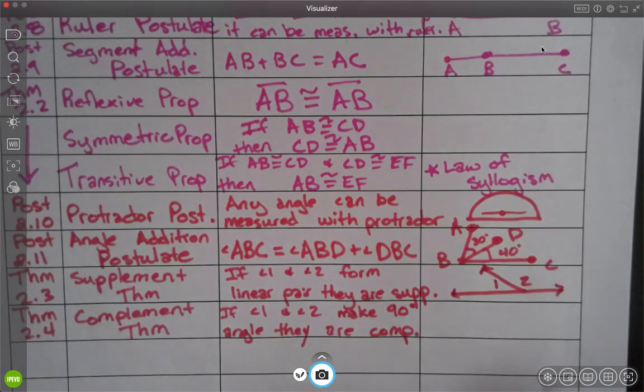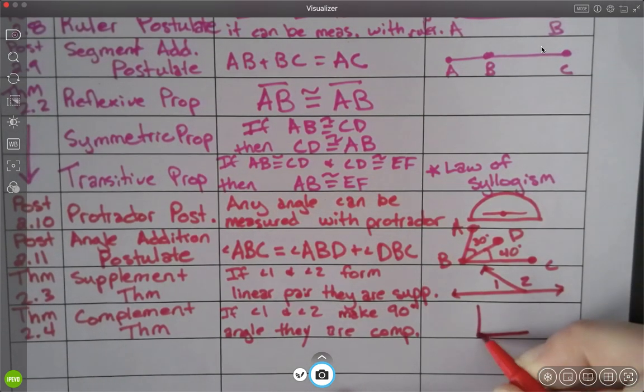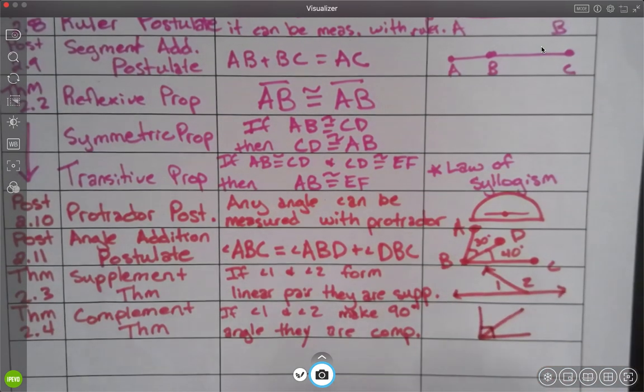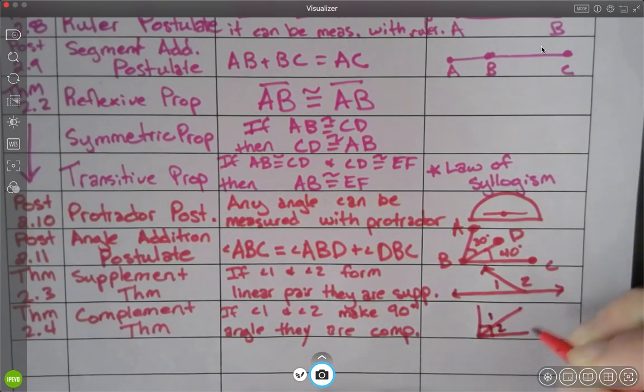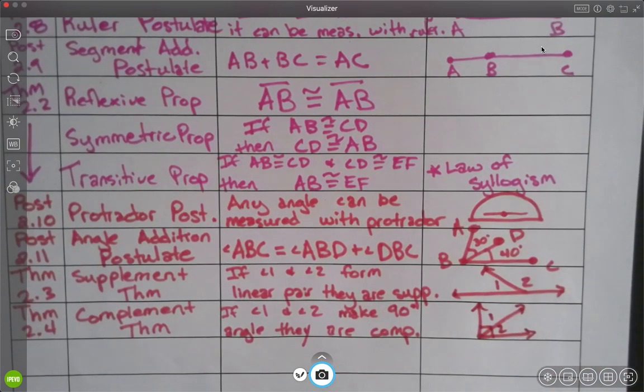These two angles right here make up a 90 degree angle. I'm going to put a little box in the corner. Angle 1, angle 2. So that you can see, those make up a 90 degree angle, so they are complementary.